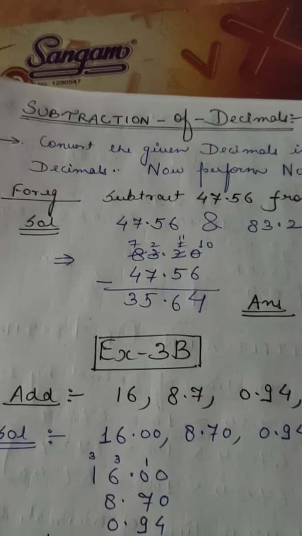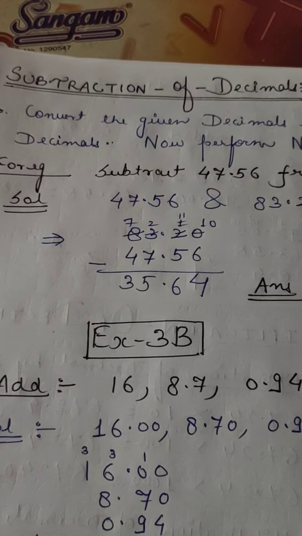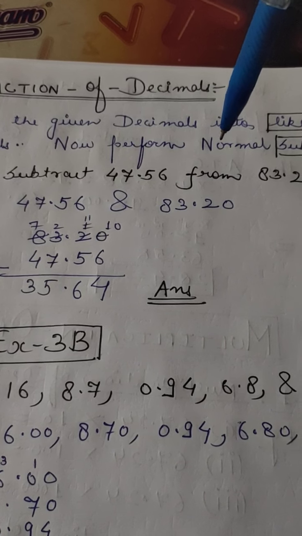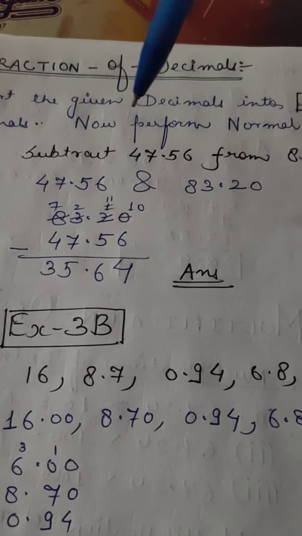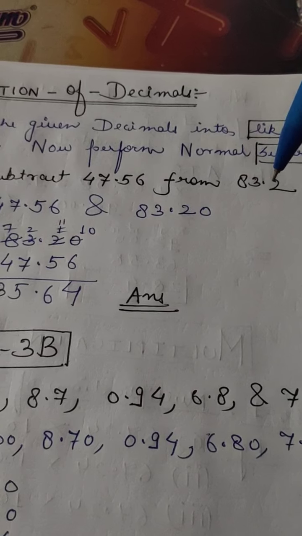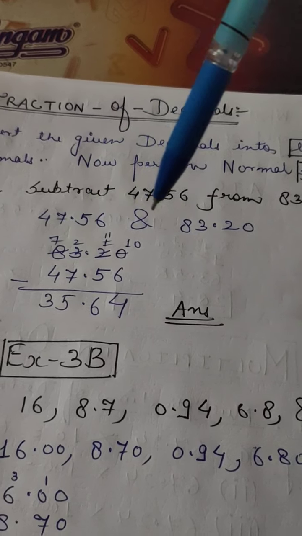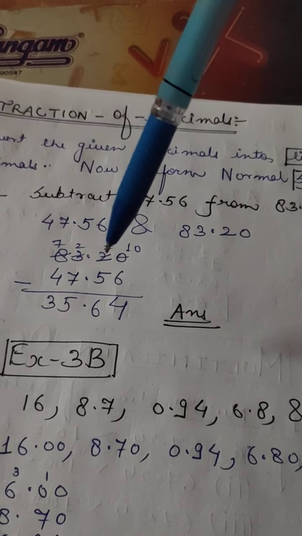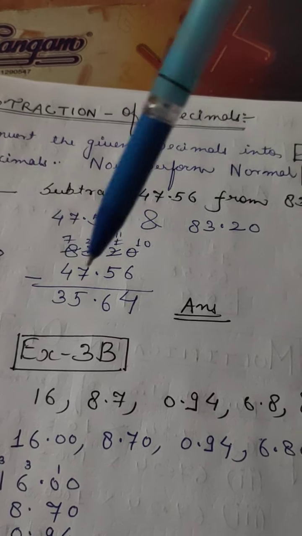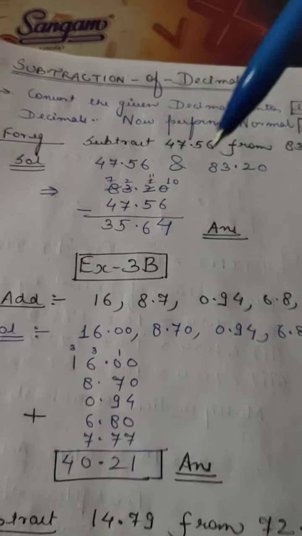Next, moving on to the subtraction of decimals. So all of you understood the addition. Now we will move on to subtraction. In subtraction also we have to convert the given decimals into like ones, and then perform normal subtraction. For example, 47.56, we have to subtract this from 83.20. First, converting them into like decimals, we get 47.56 and 83.20. 83.20 will be written first, then the minus sign, and 47.56. We have performed the normal subtraction, and 35.64 is the required answer.